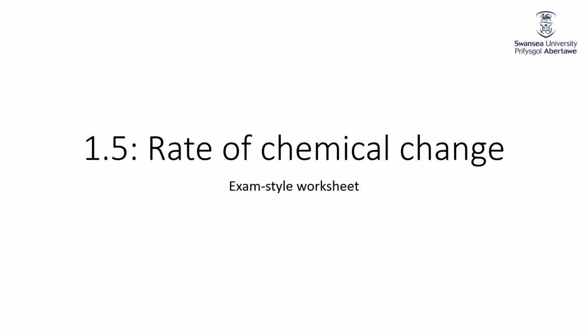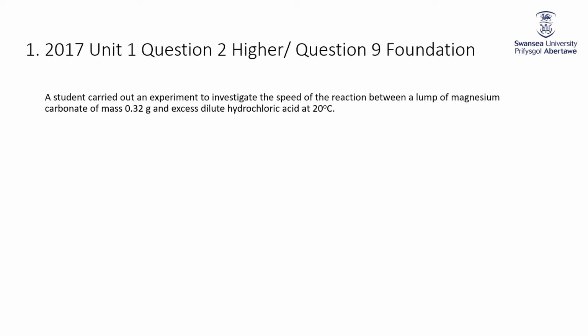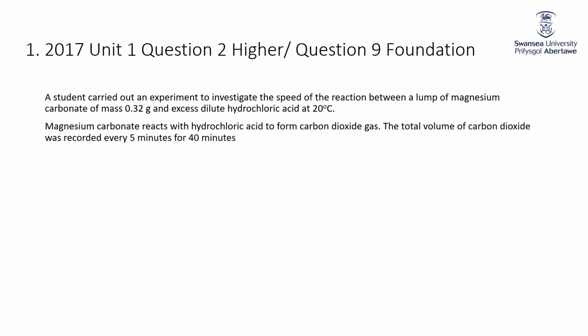Hello and welcome. Today I'll be discussing the 1.5 rate of chemical change exam style worksheet questions. The first question you were asked was that a student carried out an experiment to investigate the speed of the reaction between a lump of magnesium carbonate of mass 0.32 grams and excess dilute hydrochloric acid at 20 degrees C.